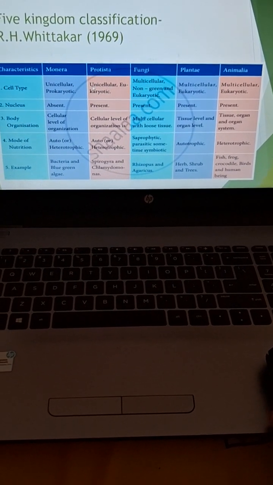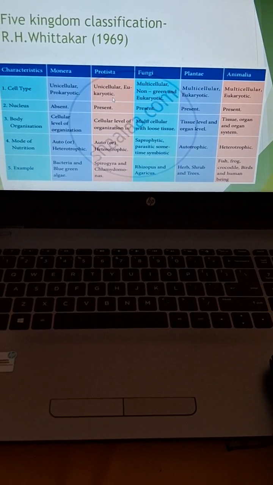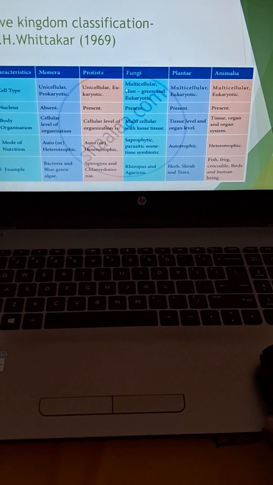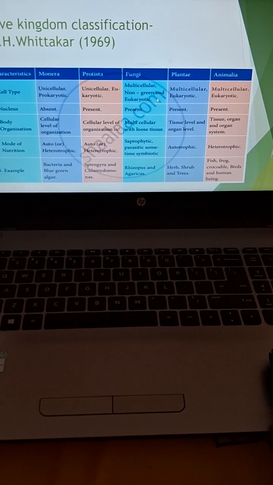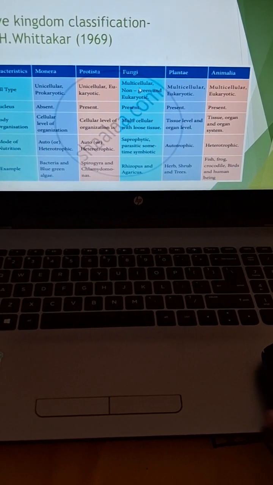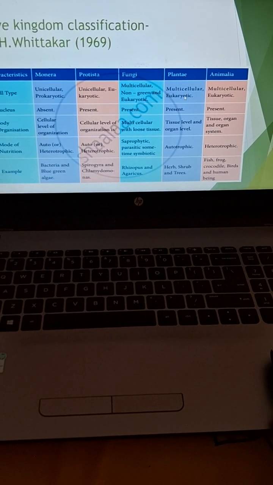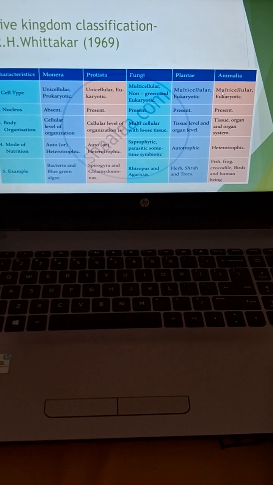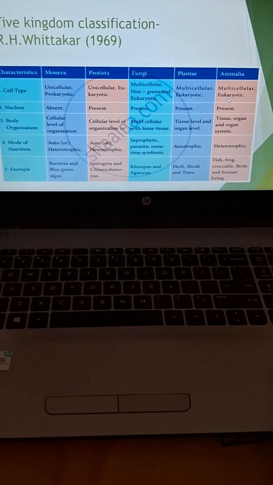Next, Protista. Protista are unicellular organisms but they are eukaryotic. Unicellular organisms but eukaryotic organisms. Fungi. Next, third kingdom is Fungi. These all are multicellular organisms. Multicellular, non-green and eukaryotic because they do not have chlorophyll. Plantae, multicellular organisms and eukaryotic. Animalia, multicellular and eukaryotic. So these eukaryotic organisms have a well-defined nucleus.